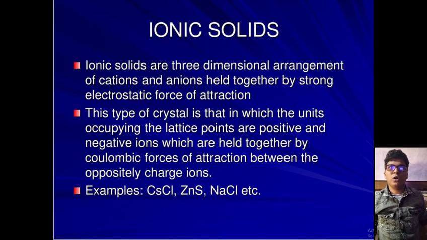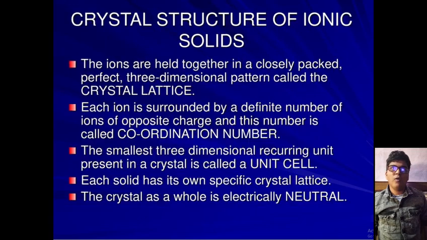Ionic solids. Ionic solids are three-dimensional arrangements of cations and anions held together by strong electrostatic forces of attraction. This type of crystal is one in which the units occupying the lattice points are positive and negative ions, which are held together by Coulombic forces of attraction between the oppositely charged ions. Examples: CsCl, ZnS, NaCl, etc.